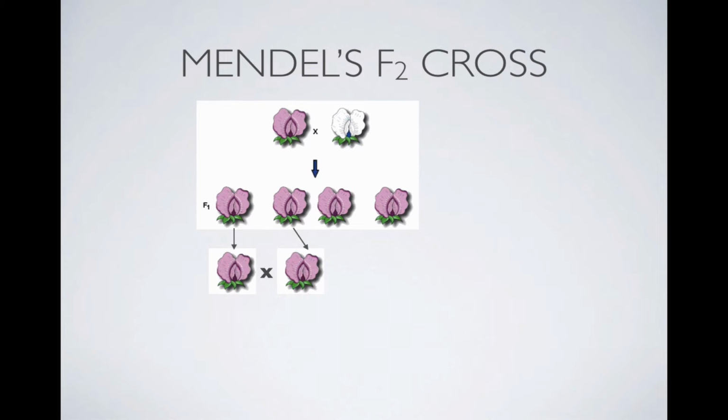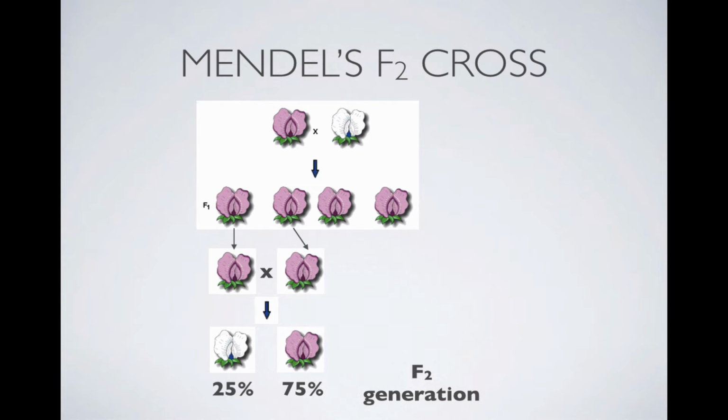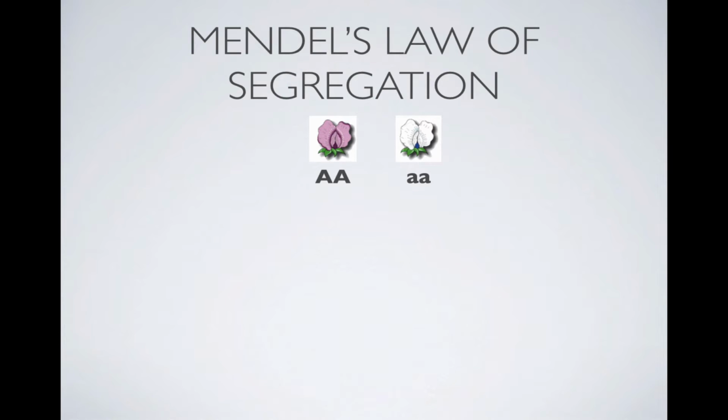Now, when he crossed or self-pollinated the F1 generation, he got a mix of purple plants and white plants, or purple flowers and white flowers. And he always got the same ratio, 3:1, which is the same thing as 75% to 25% for the F2 generation, or the second generation of offspring. Okay, and from this he figured out something that we now know as Mendel's law of segregation.